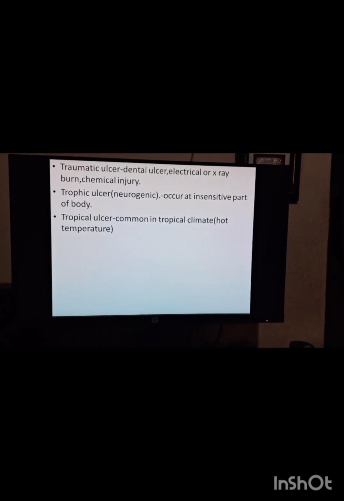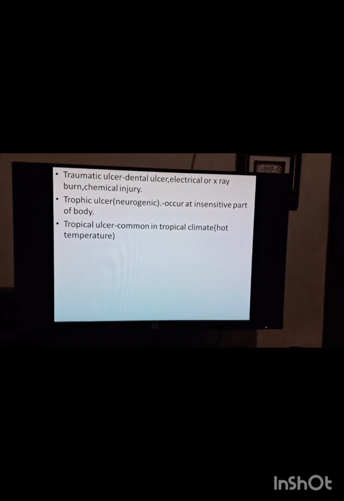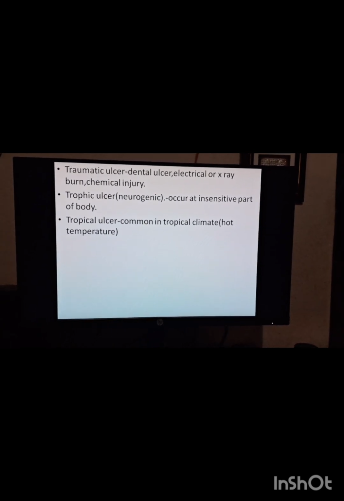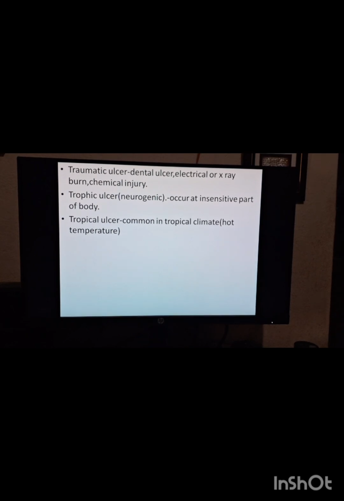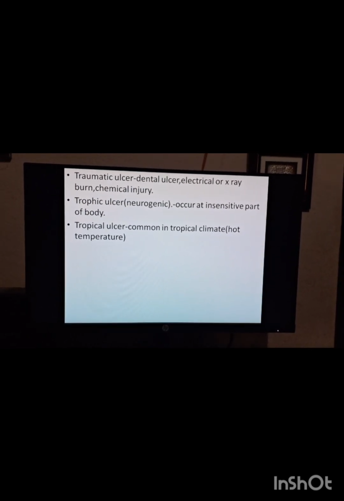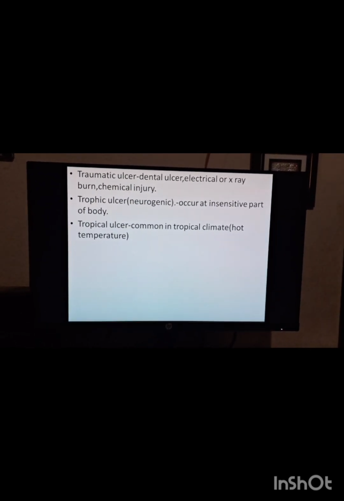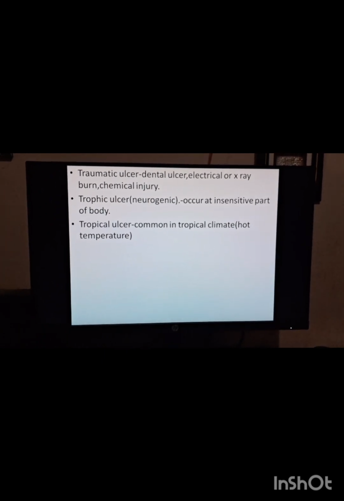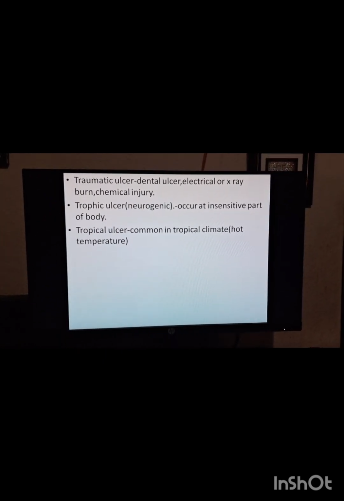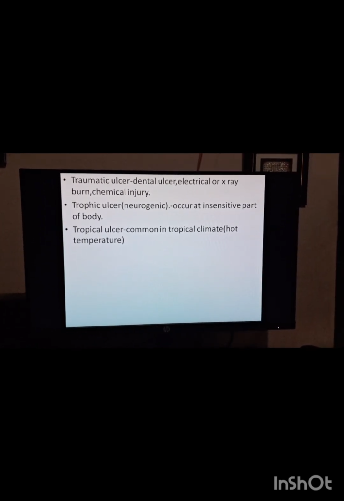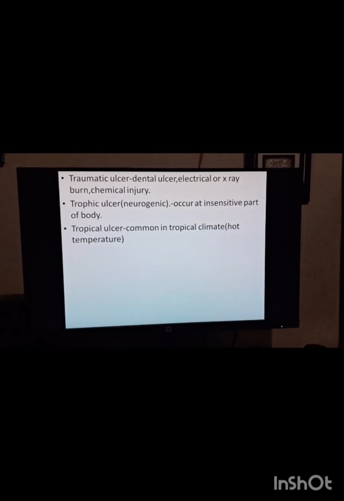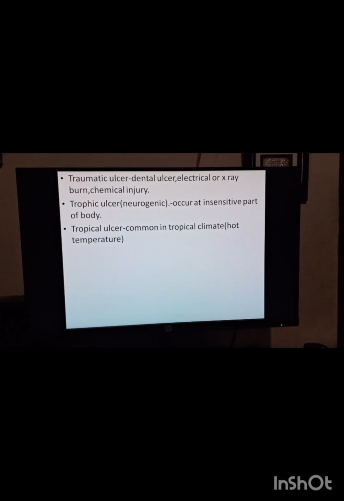Now, 3T ulcer, that is traumatic ulcer, trophic ulcer, and tropical ulcer. What is the 3T ulcer? Traumatic ulcer is because of trauma or repeated friction. In dental ulcer, because of malaligned or broken teeth, there is a chronic irritation or injury to the mucous membrane of the inner side of the mouth.